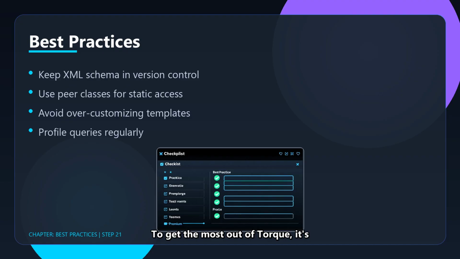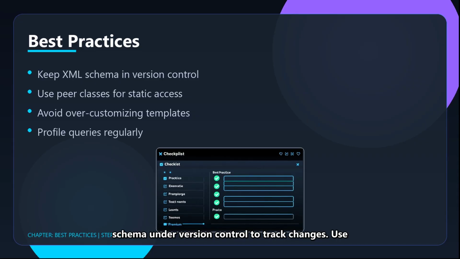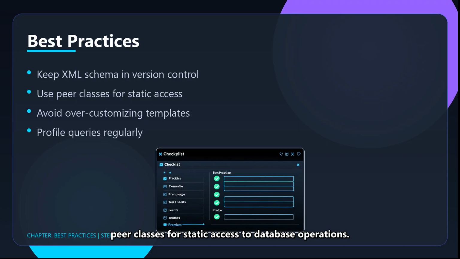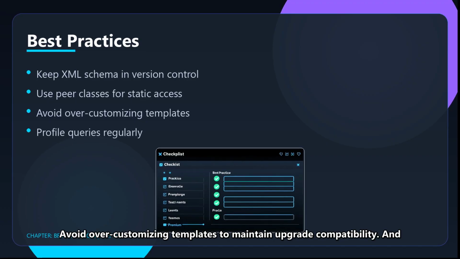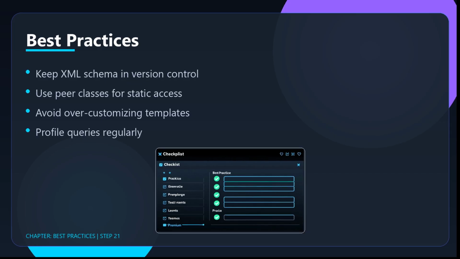To get the most out of Torque, it's essential to follow best practices. Keep your XML schema under version control to track changes. Use peer classes for static access to database operations. Avoid over-customizing templates to maintain upgrade compatibility. And always profile your queries to ensure optimal performance.